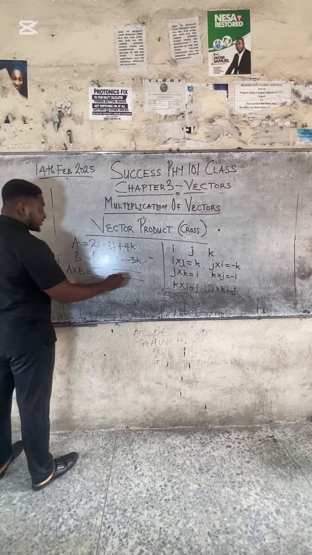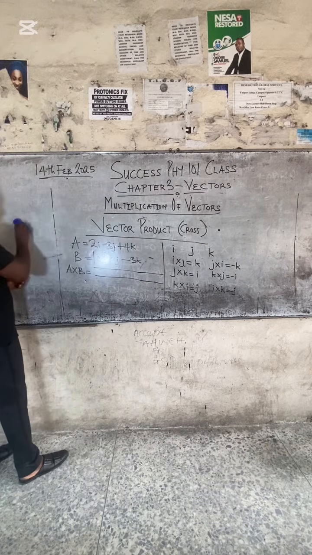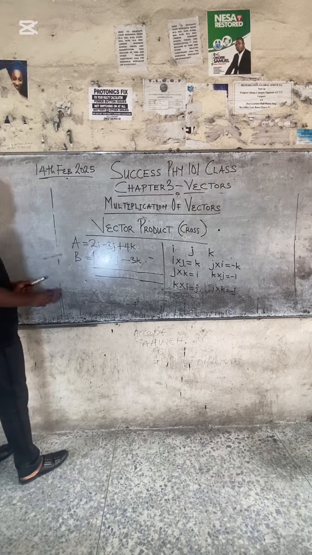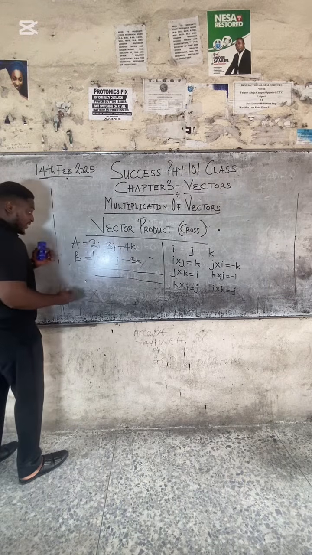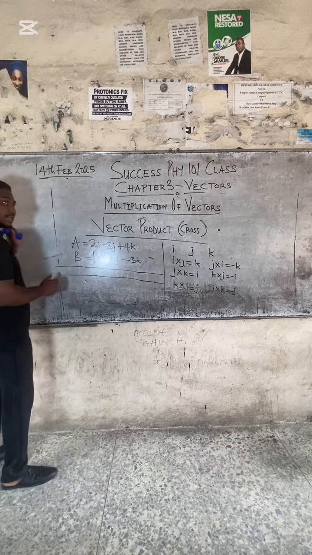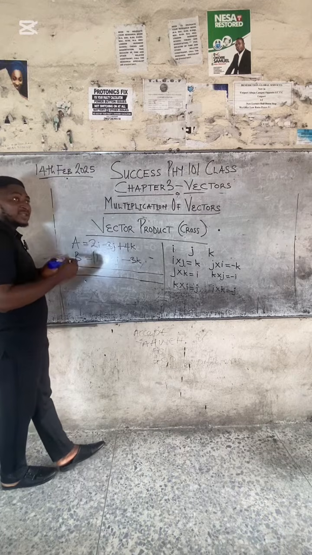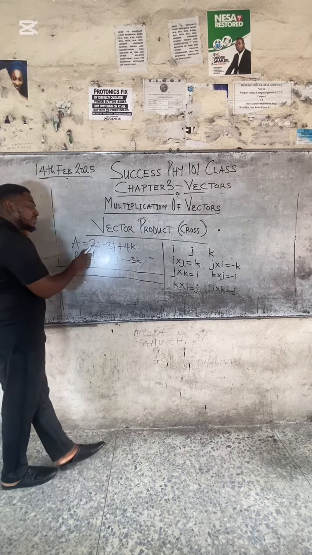But this is not vector product. This is not scalar product. This is vector product. So class, in scalar products, remember that we are doing similar vectors to each other, right? But class, for vector product, it is different vectors to each other.